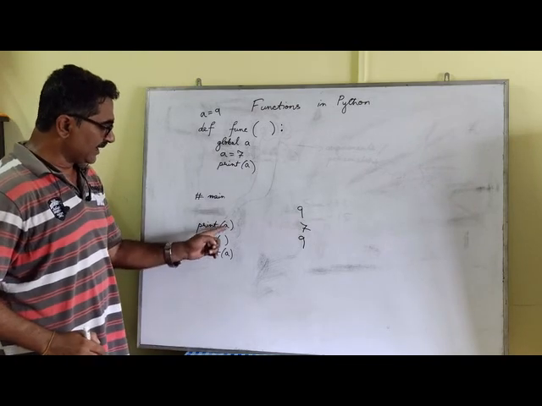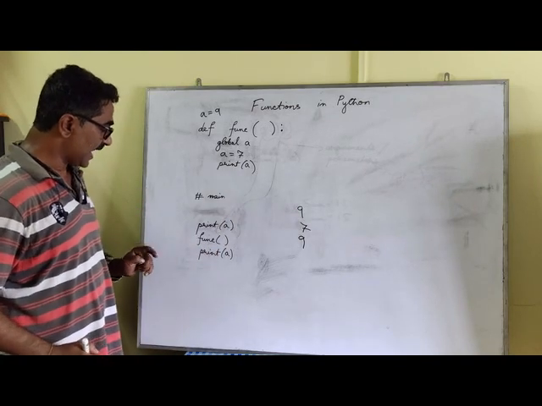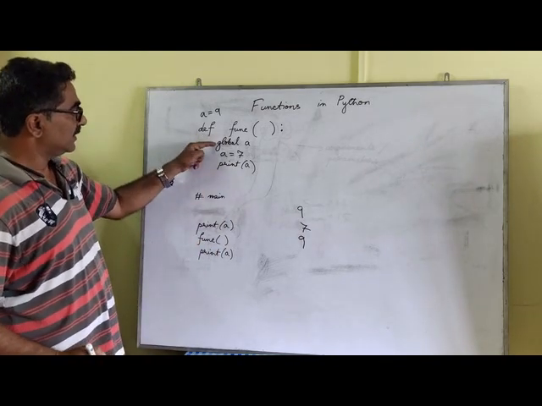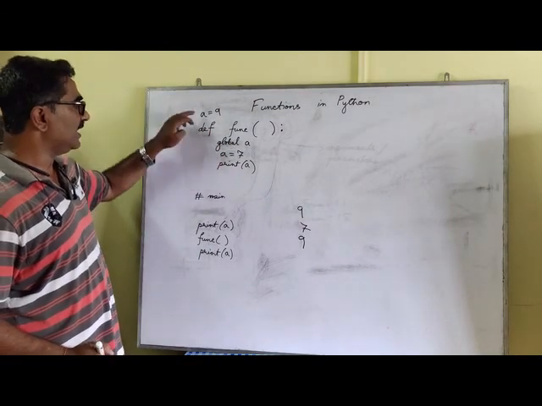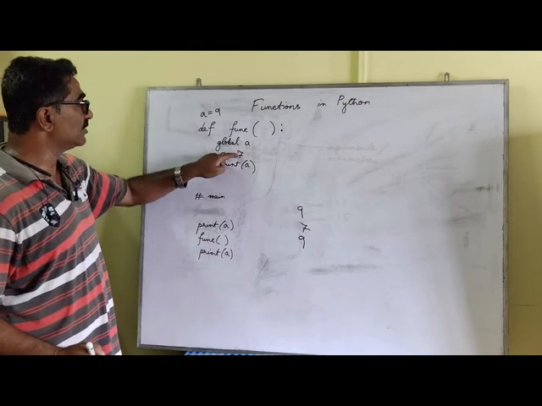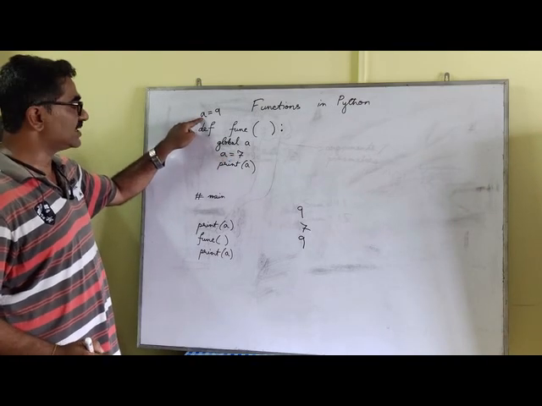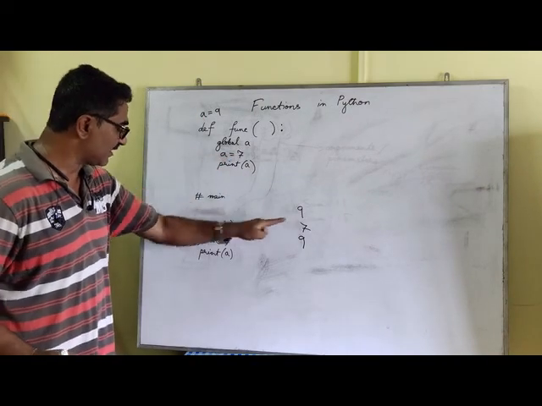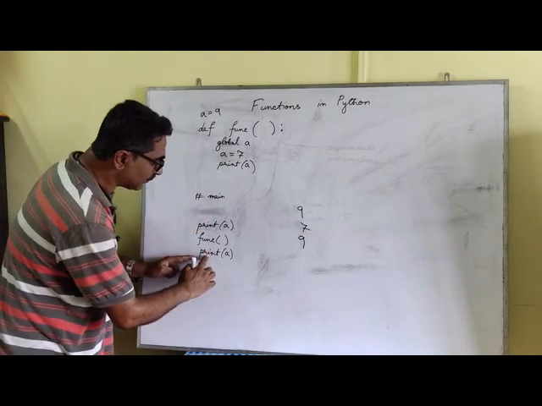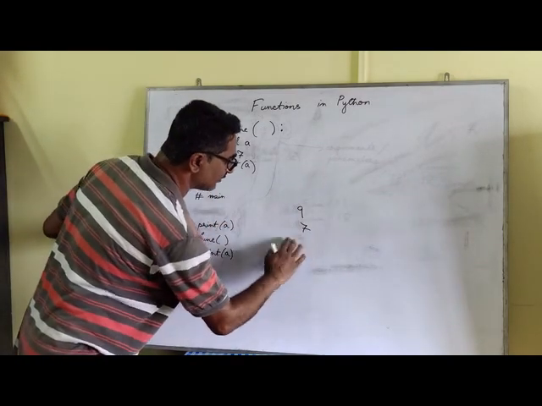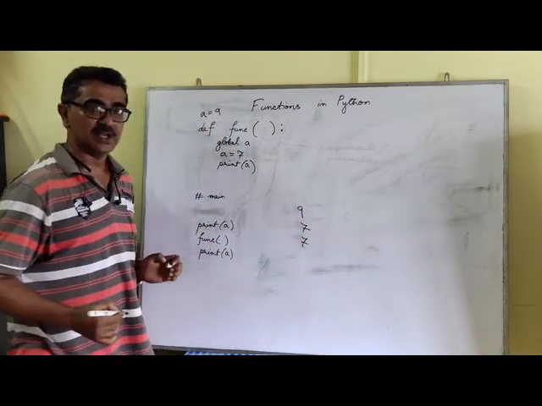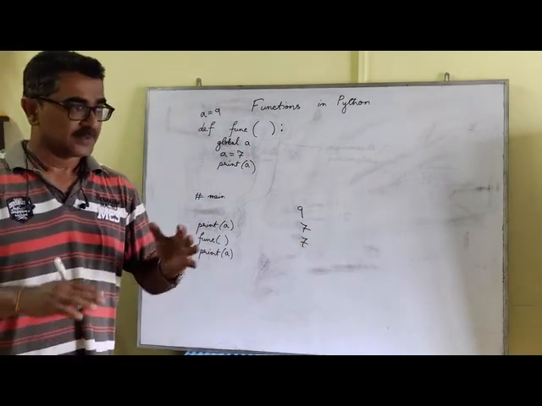We begin from here, print a, so it's going to print 9. Function call, it comes over here. Global a, that means any reference to the variable a means the global a. So a equal to 7. So this a changes to 7. So print a, it prints 7. Now when I come over here, print a, since the global variable a has changed to 7, it's going to definitely print 7. So this is how it works.